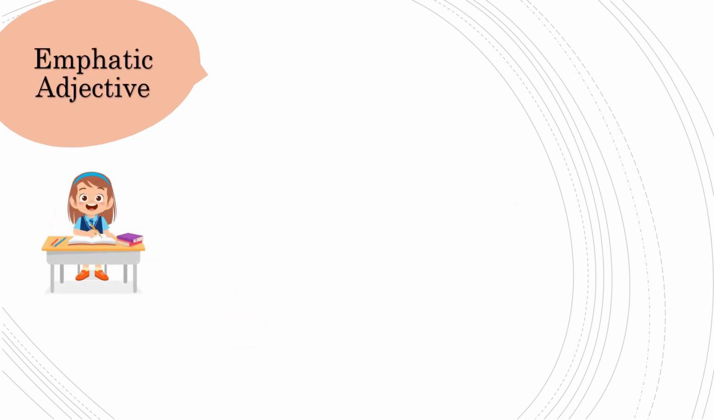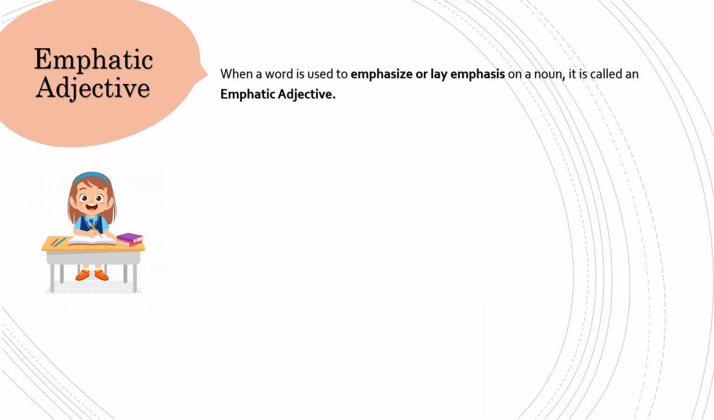Emphatic adjective. When a word is used to emphasize or lay emphasis on a noun, it is called an emphatic adjective. For example, the very idea of living on the moon is highly impractical.